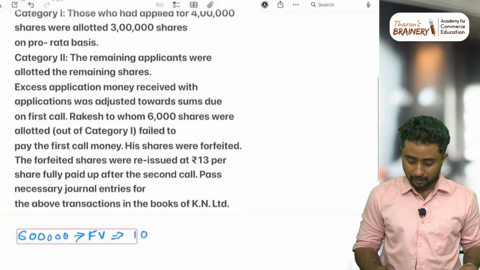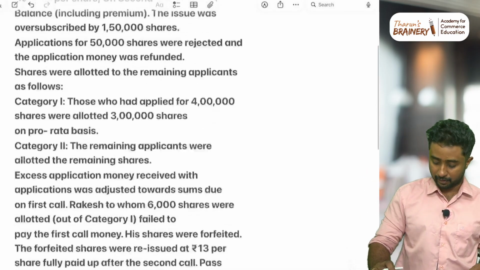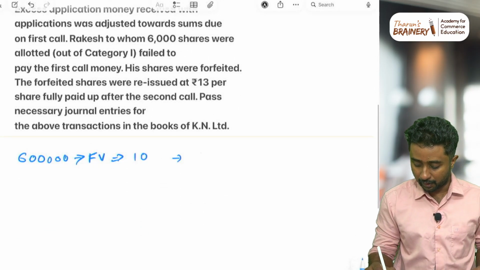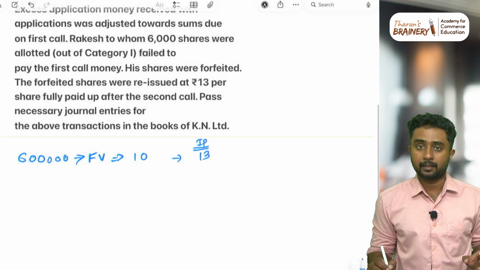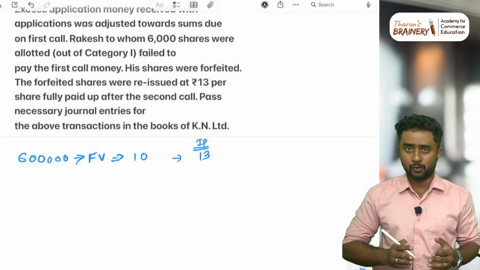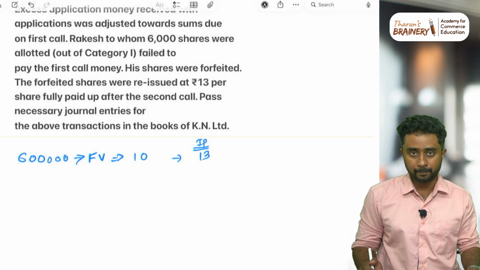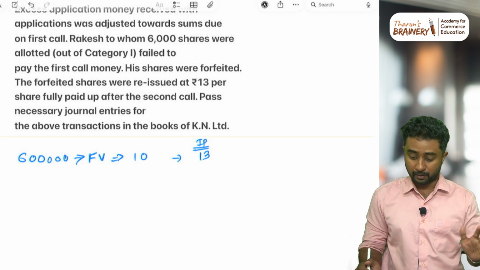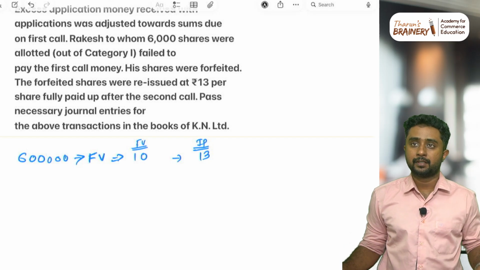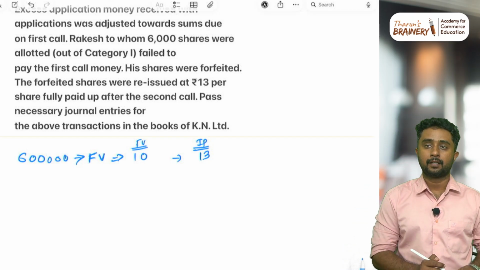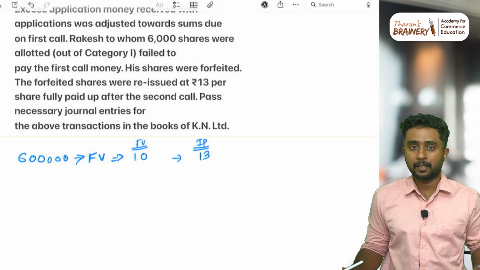So 6 lakh shares of rupees 10 each are being offered at a premium of rupees 3 per share. That means these shares are issued at 13 rupees. When I say issued at 13 rupees, the 13 rupees is the issue price. Issue price means the total amount the shareholder has to pay to get this share. Face value you can take as the MRP of the share. What is MRP? When you are buying a product, there will be an MRP, the maximum price that you are going to pay.